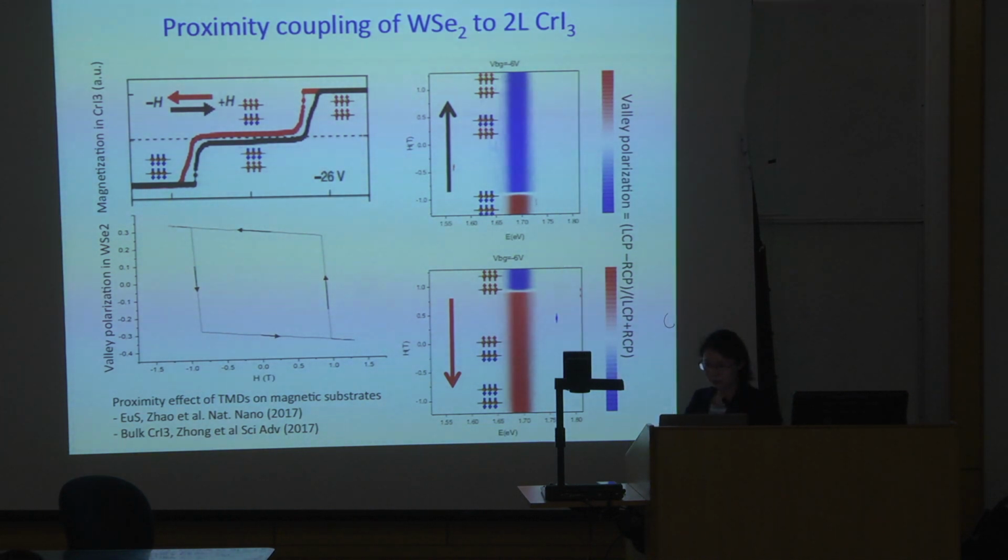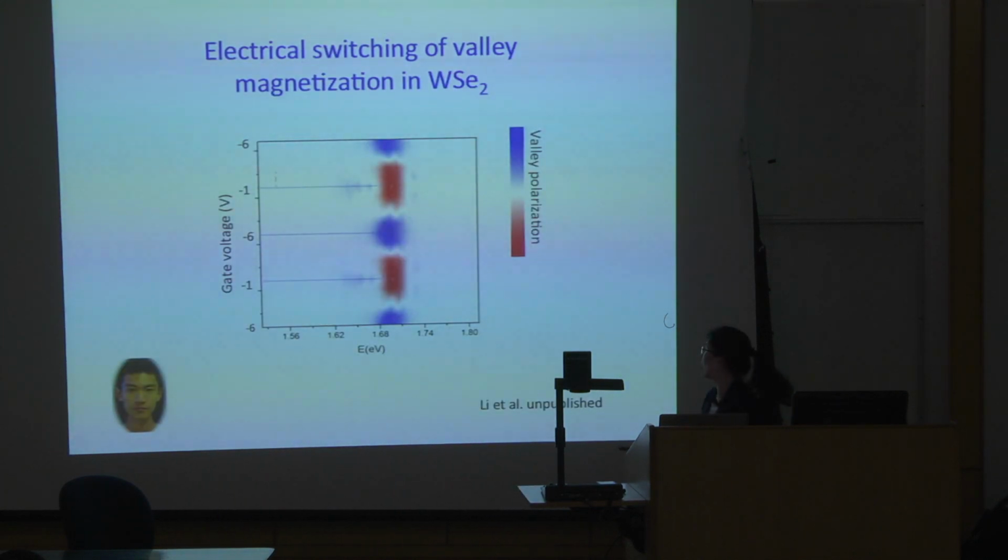And then you can also try to use gate voltage to switch from one handedness to another. So we have turned a non-magnetic semiconductor into a magnetic semiconductor by putting it next to a magnet, and electrically switched the magnetic order.